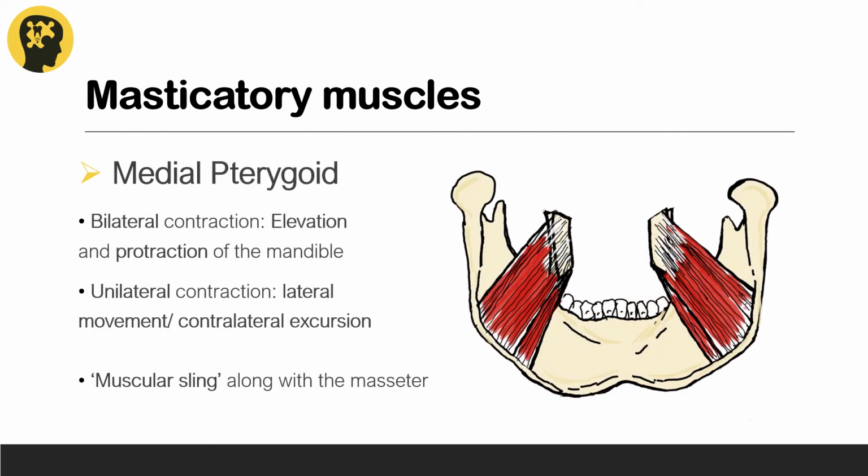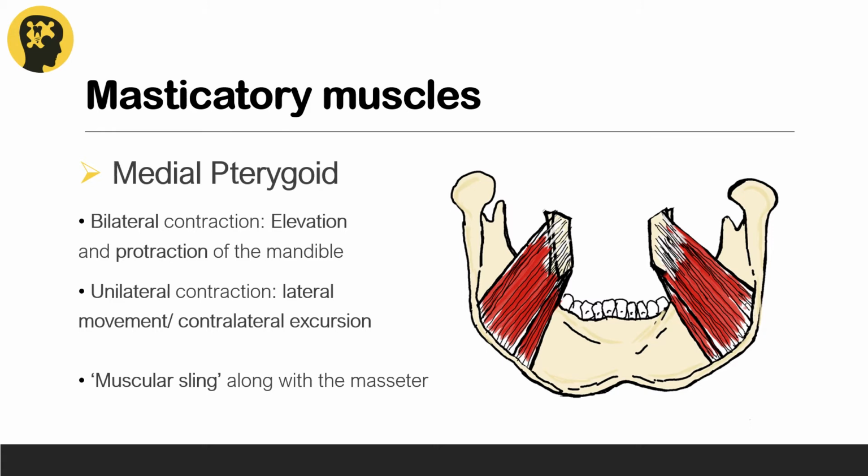Speaking of the medial pterygoid muscle, it can get a bit confusing to remember the origin of this muscle, mainly because of its name. But make sure you remember that the medial and the lateral pterygoid muscles both originate from the lateral pterygoid plate of the sphenoid bone. They are named this way because the medial pterygoid muscle originates from the medial aspect of the lateral pterygoid plate, and the lateral pterygoid muscle originates from the lateral aspect of the lateral pterygoid plate.